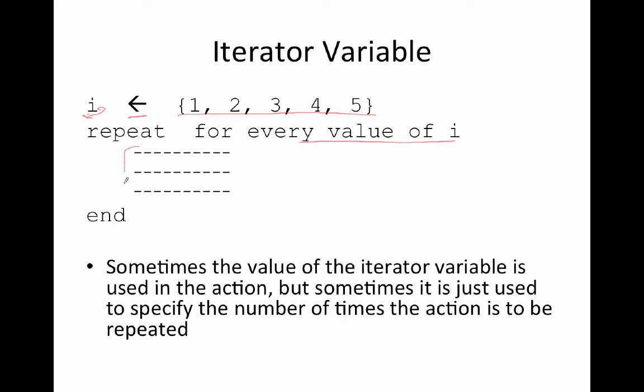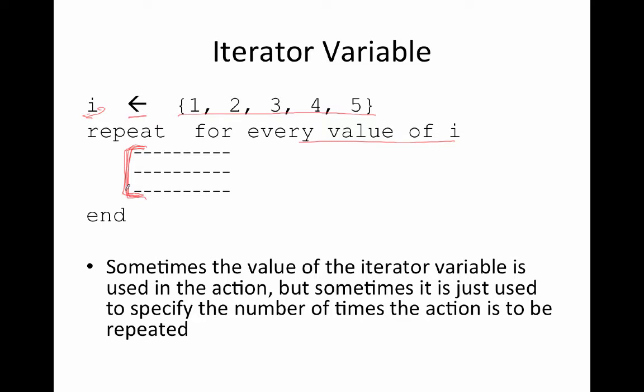So when I has a value 1, we execute the statements in the action. When I has a value 2, we execute the statements in the action. When I has a value 3, we execute the statements in the action. When I has a value 4, we execute the statements in the action. And then when I has a value 5, we execute the statements in the action.